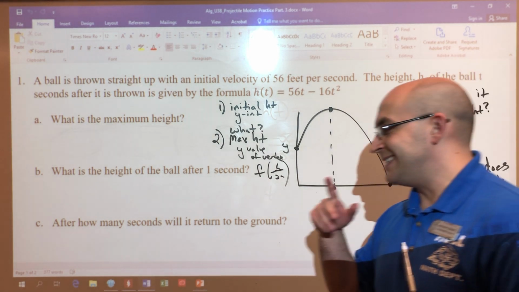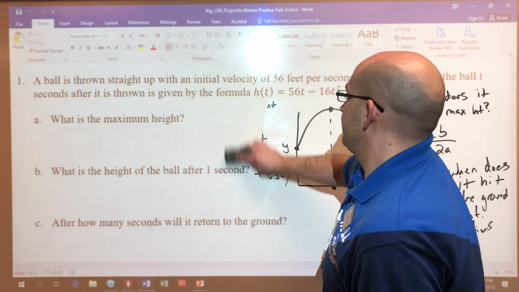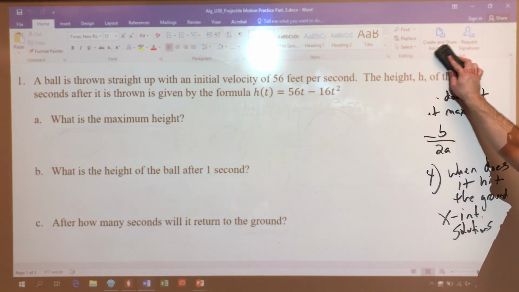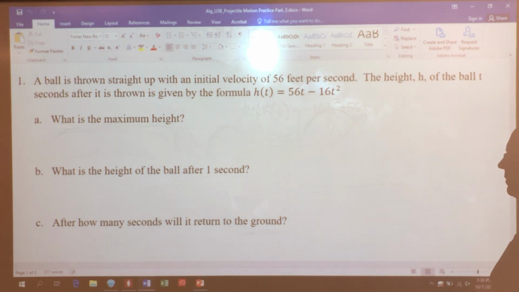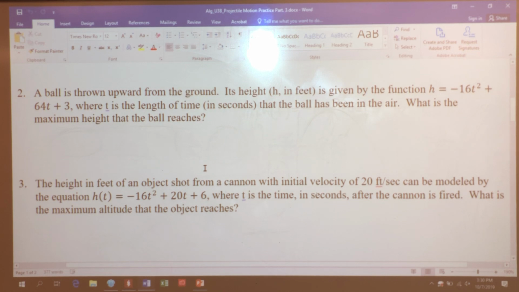So the second question is, let's go ahead for the second question. You can pause me and see if you can get it. It's actually pretty simple. Just do number 2.